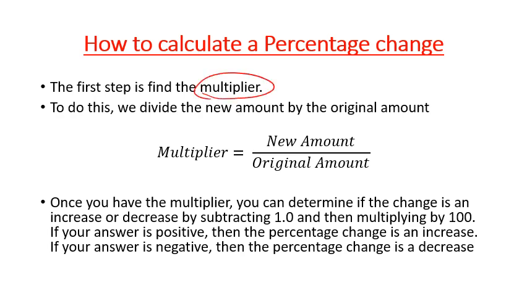In order to find a multiplier, we need to divide our new amount by our original or previous amount. Once we've got the multiplier, it's very easy to determine if the percentage change is an increase or decrease. You simply subtract 1 from the multiplier, and then you multiply your answer by 100. If your answer is positive, then your percentage change is going to be an increase. If your answer is negative, then your percentage change is going to be a decrease. And we're going to go through a few examples that'll help explain what I mean.